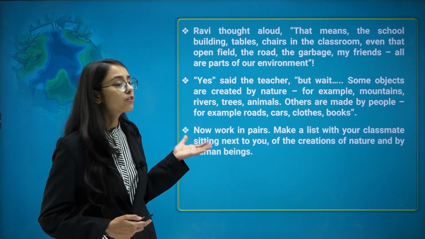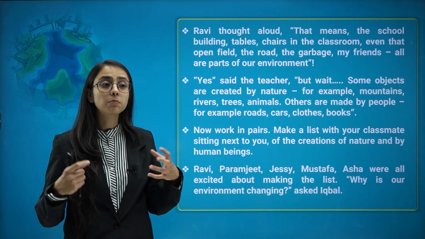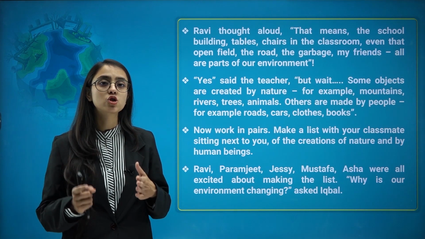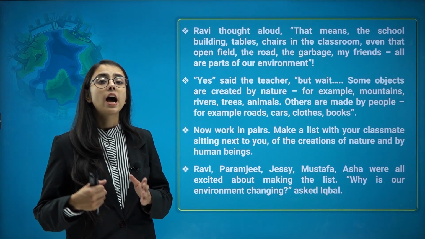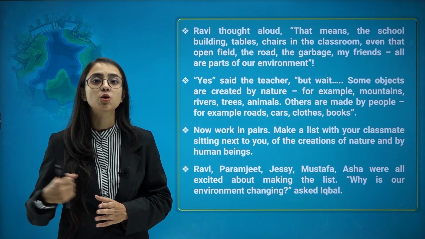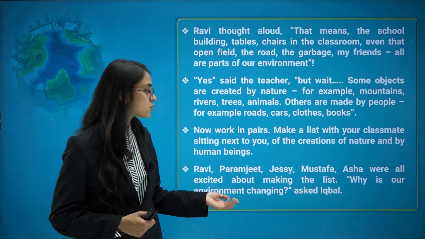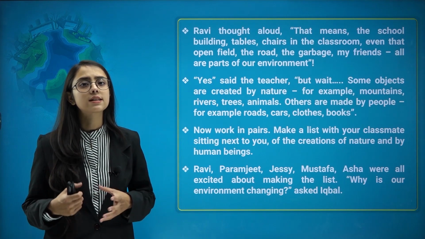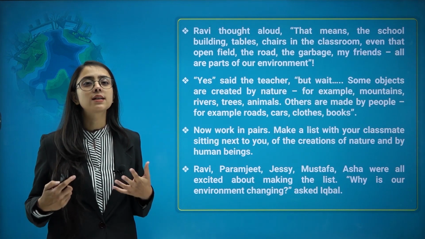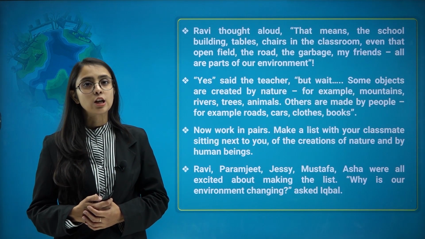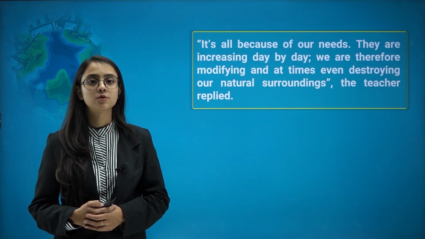Now you have to work in pairs. Can you work in pairs and make a list of things that are present around you in your environment, which belong to the natural environment, which are present naturally, and which are man-made, and they are also part of our environment. So, they started working, and Ravi, Paramjit, Jesse, Mustafa, Asha, they were all excited to make that list. And they also had one question, why is our environment changing so rapidly? In this chapter, we are going to answer this question.